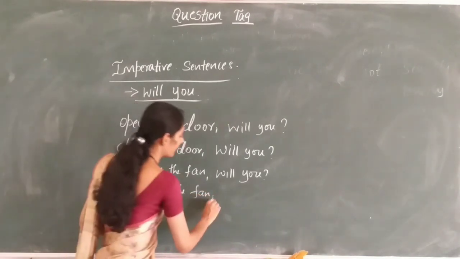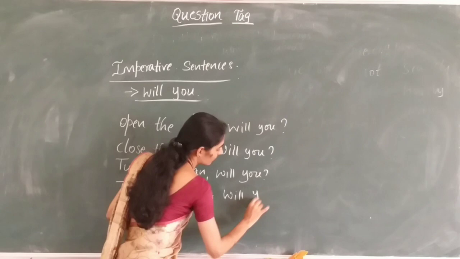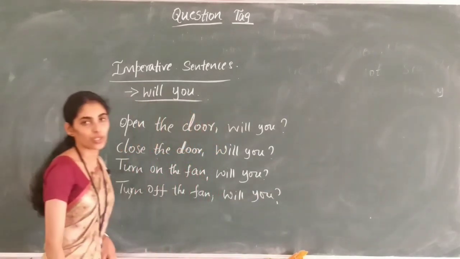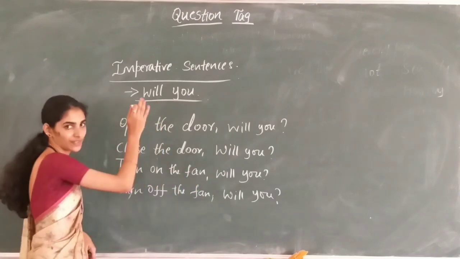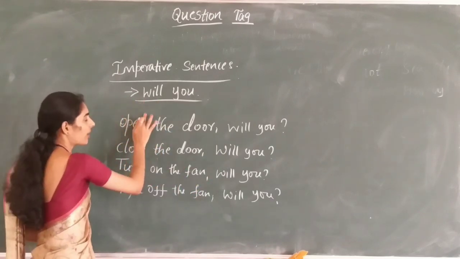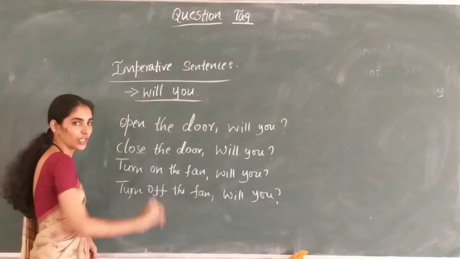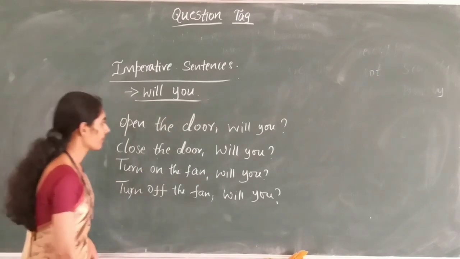Turn off the fan. Will you? So this is how you need to write a question tag for an imperative sentence. That too, orders and commands must be followed by will you. So this is very simple.